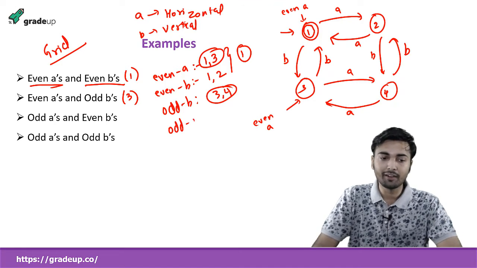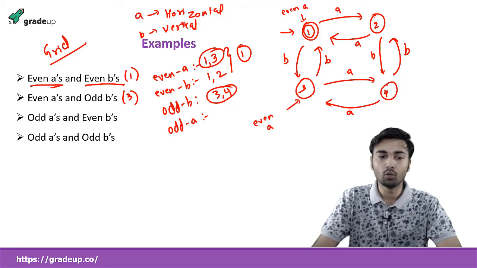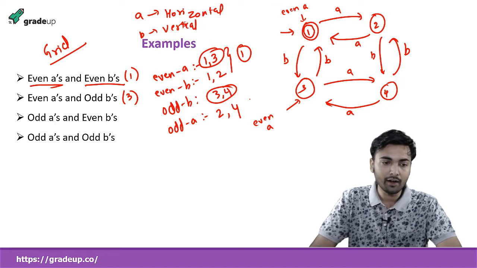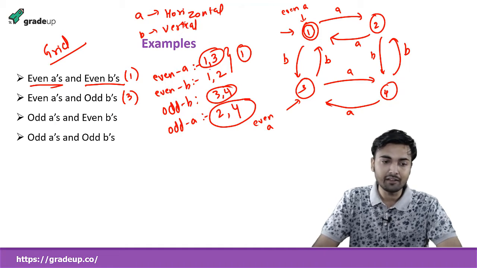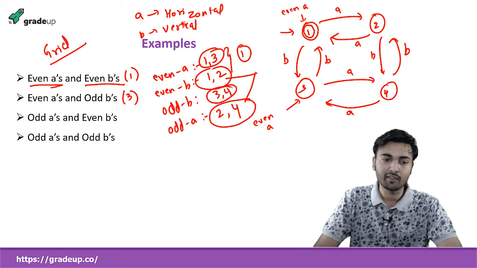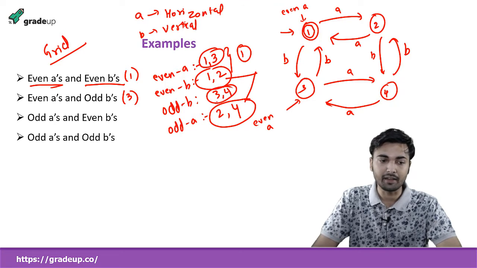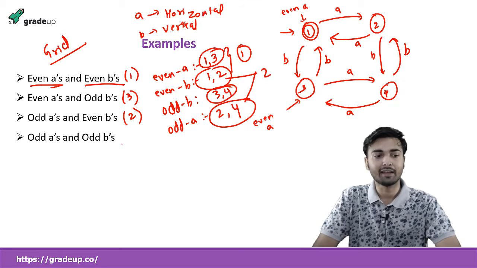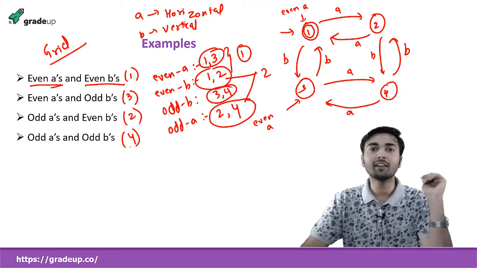Odd A. What is the state for odd A? See, 2 is a state for odd A and 4 is also a state for odd A. So even A and odd A and even B... odd A and even B. These two. What is the common? 2. So here 2 will be the final state and here 4 will be the final state.